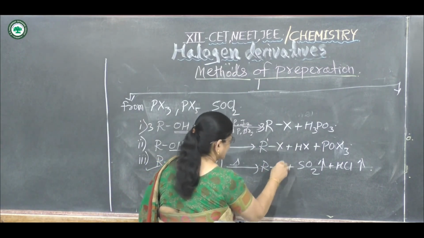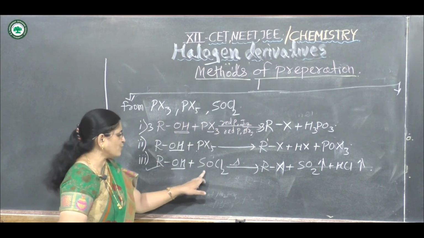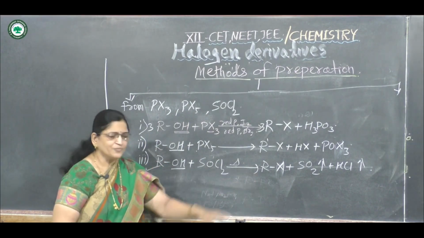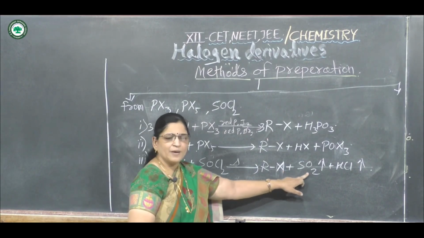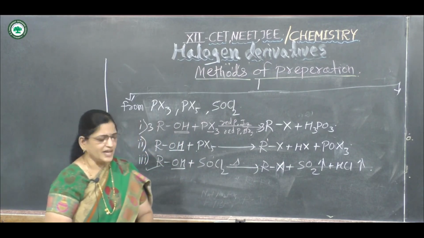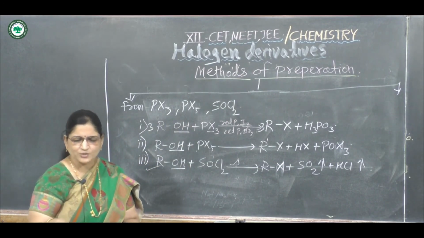The best method for preparation of alkyl halide is ROH plus SOCl2. On heating it gives 1 molecule of RX, that is alkyl halide, plus SO2 plus HCl. In this way, this is the second method, by using phosphorus halides.